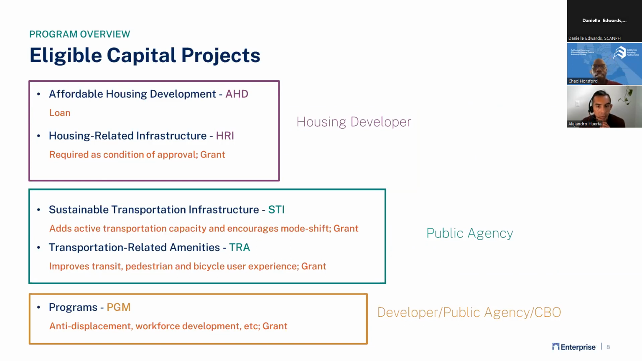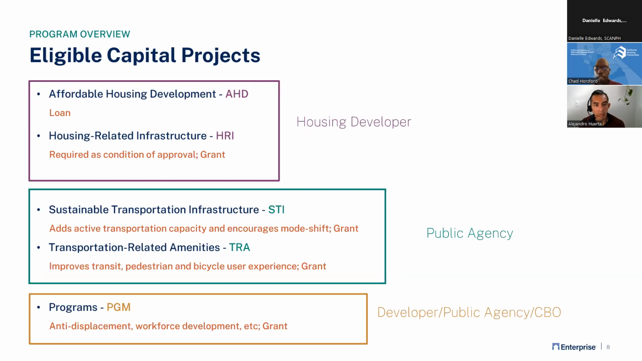Great. So to dive into AHSC a bit more, AHSC's a little unique amongst the HCD programs in that you're not just dealing with an affordable housing program, but you also have the transportation elements as well. So to kick things off, if we focus on the first bucket that we see, which are the funds available for affordable housing development, that's the affordable housing development loan. We'll call that the AHD loan. And then you also have funds tied to housing related infrastructure or HRI.